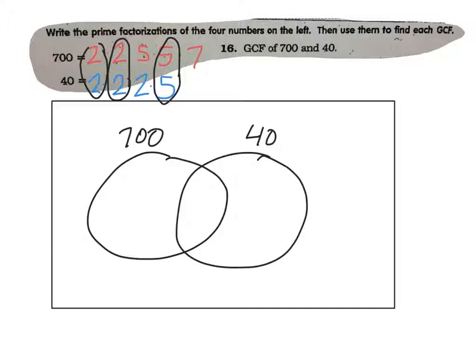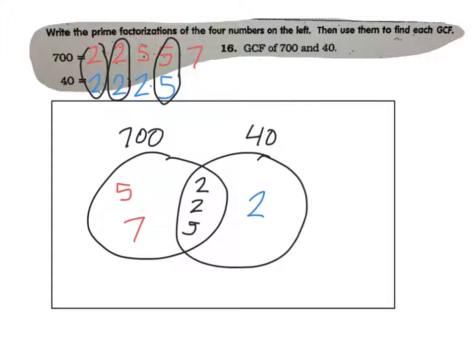The things that they both have, I'm going to put in the middle. A 2, they both have a 2, and they both have a 5. The 700 has this 5 and this 7, and those are going to go off to the side here. And the 40 has a 2 that's left.